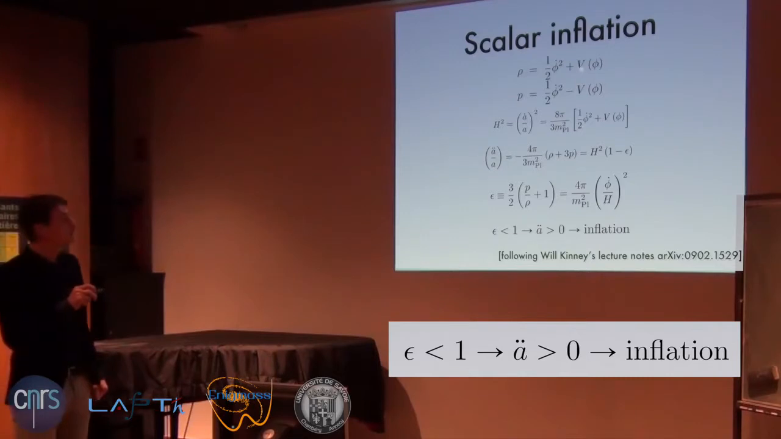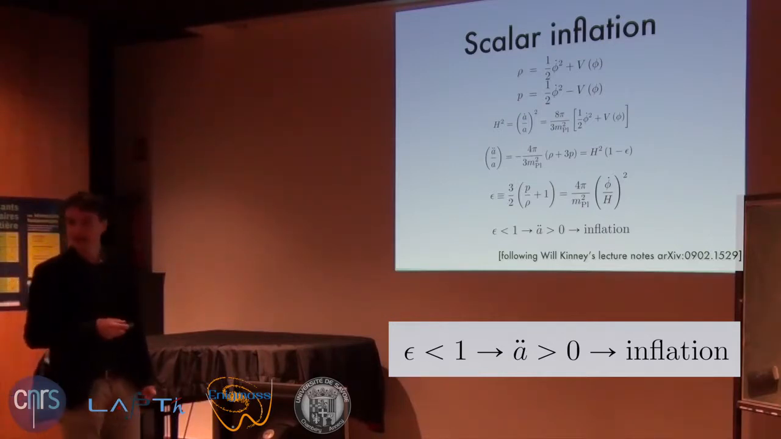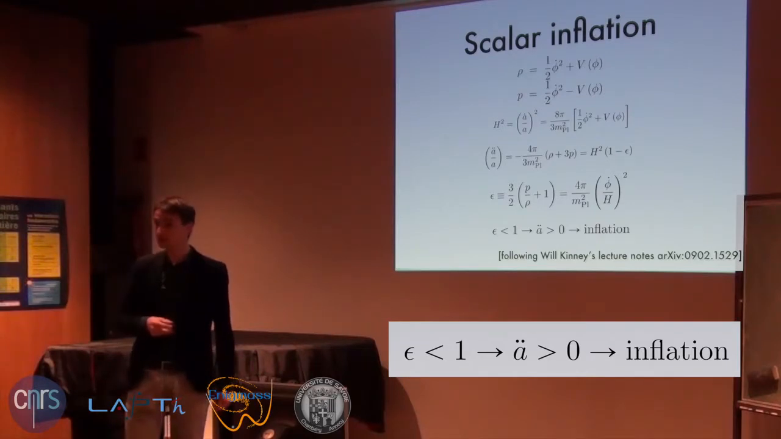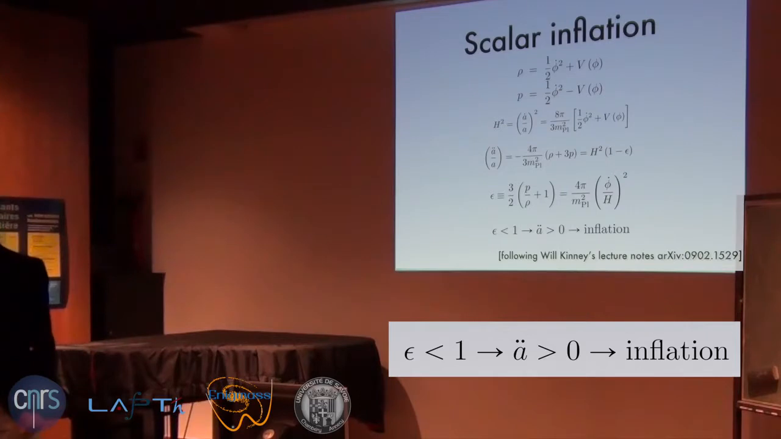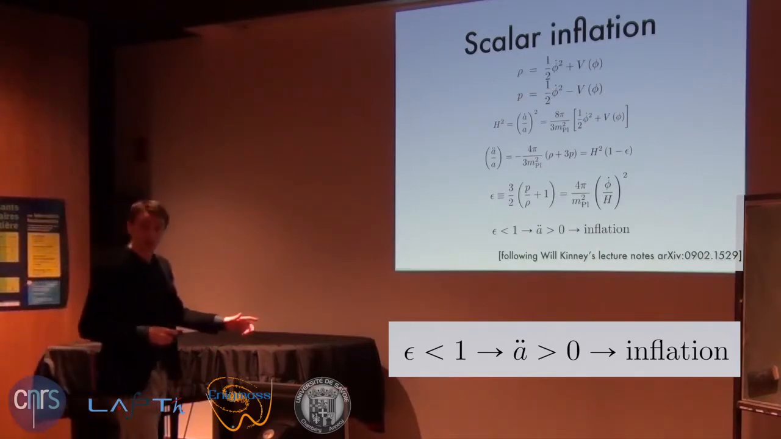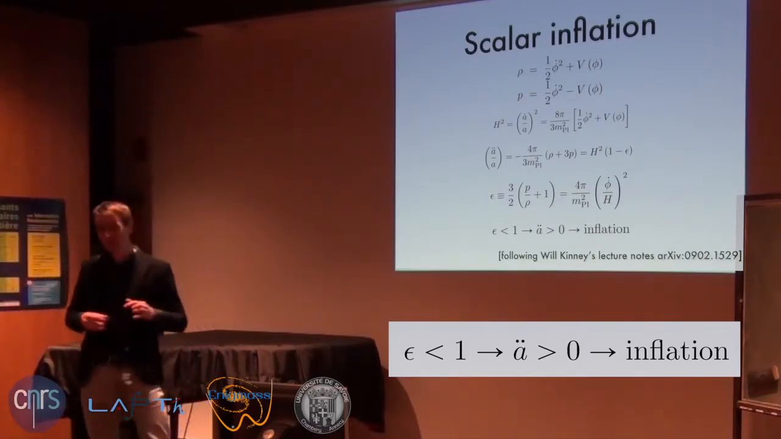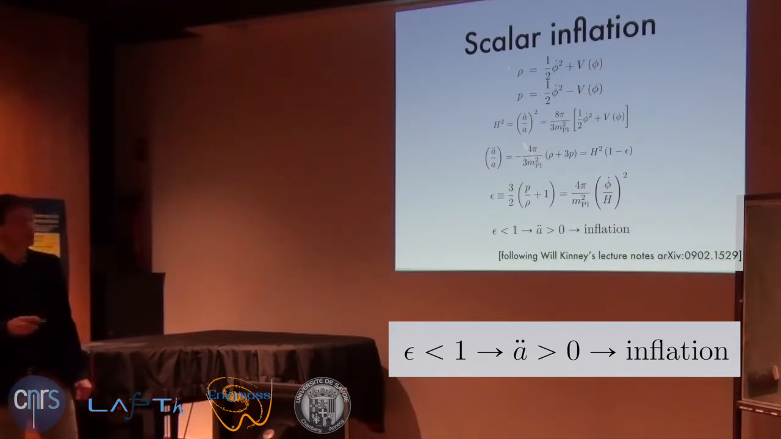Now, if the potential is exactly flat, so there's no derivative in the potential, and the scalar field is lying still, then P over rho is exactly minus 1, and that is the case of a cosmological constant. You don't need the kinetic term, you just put a constant potential in the action, and you get accelerated expansion. So it's actually curious that today the universe is also expanding in an accelerated way. So, in fact, today we're also living in an epoch of inflation.